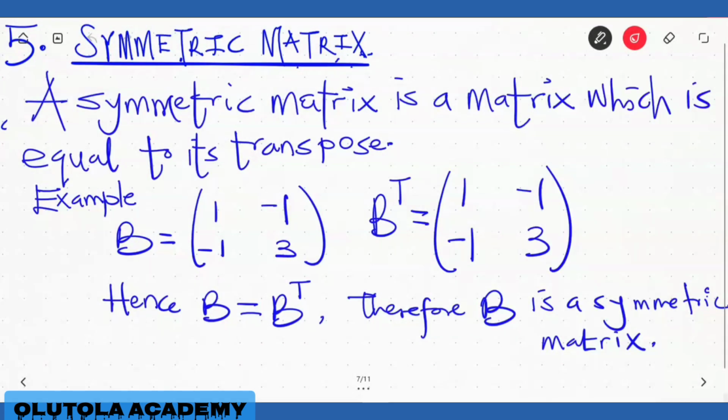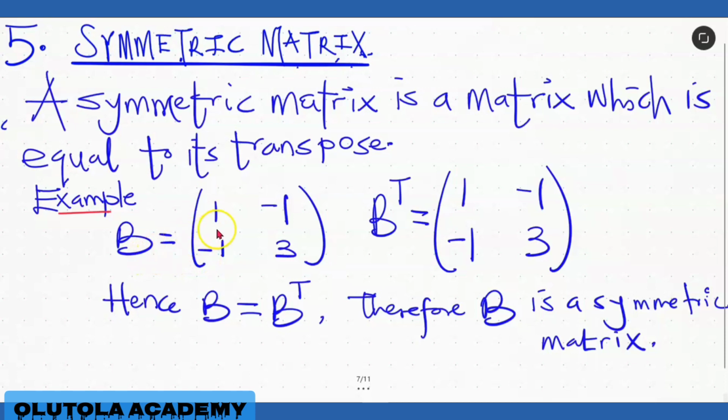A symmetric matrix is a matrix that is equal to its transpose. And as I said before, when the rows change to columns and columns change to rows, we have the transpose of that matrix. So let's look at matrix B here.